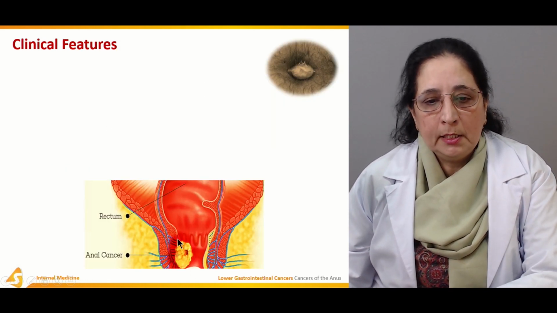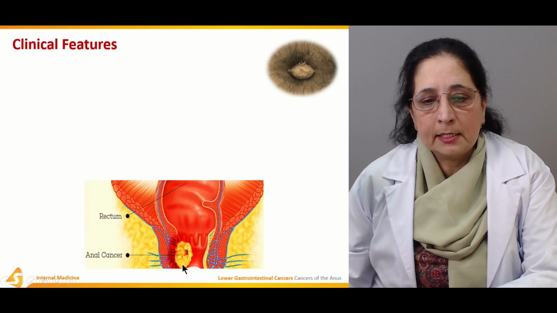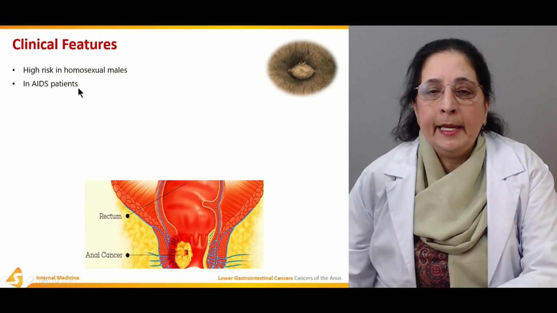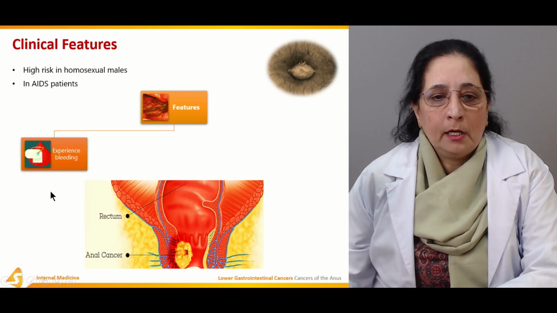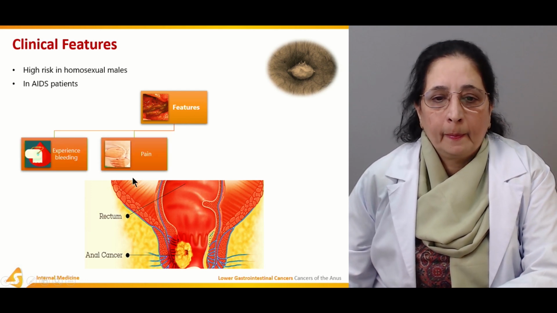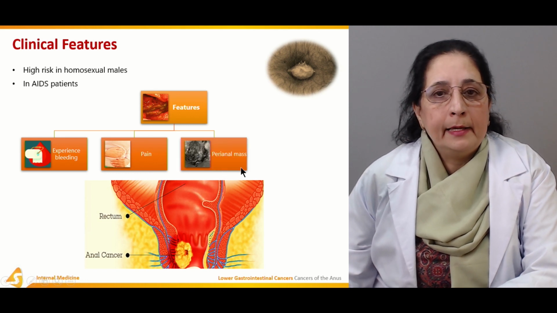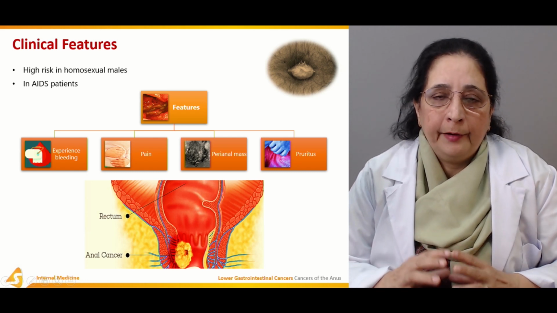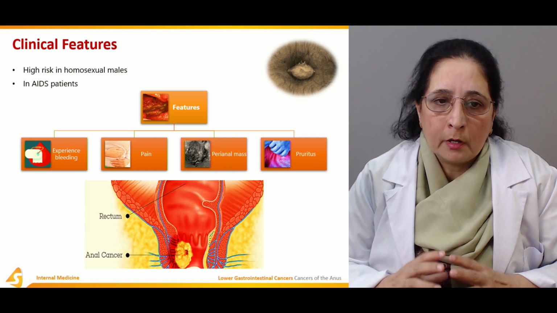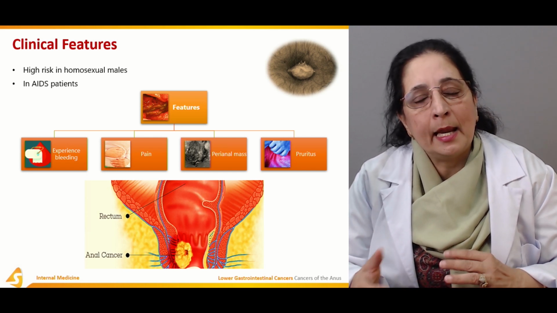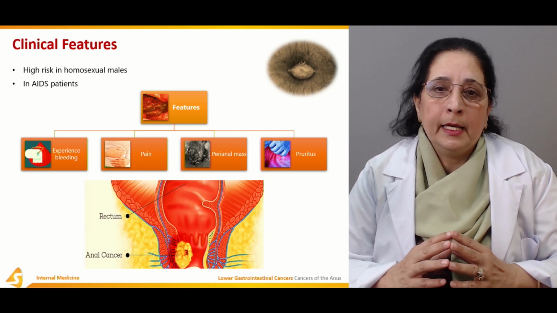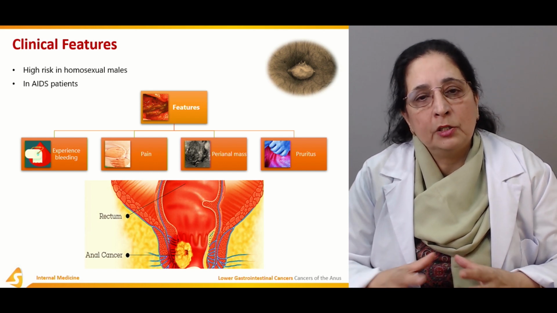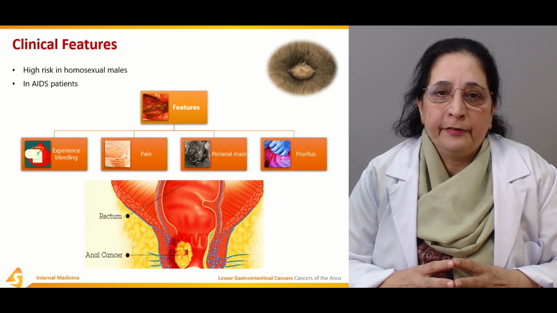Clinical features, this is the anal cancer, this is the rectum, so high risk in homosexual males and in AIDS patients. Features are there is bleeding, pain, perianal mass is present, and there is itching and pruritus. So perianal mass is an important presenting feature, and there is pain and bleeding. This is more common in males who are homosexual, and patients who have AIDS, acquired immunodeficiency syndrome.